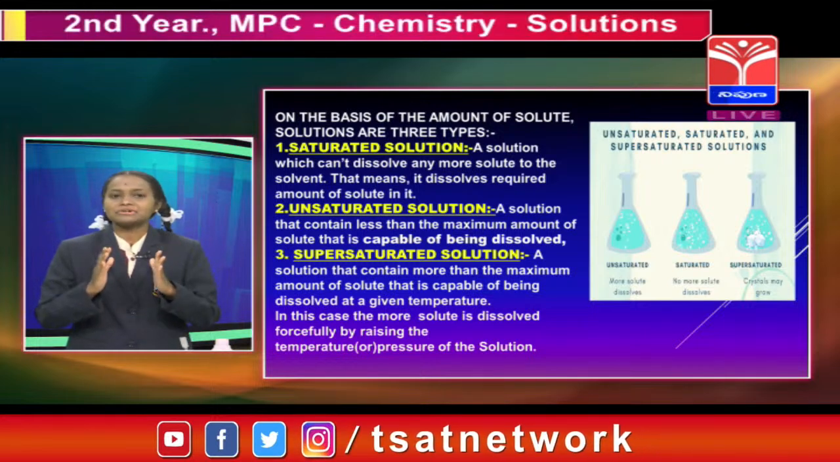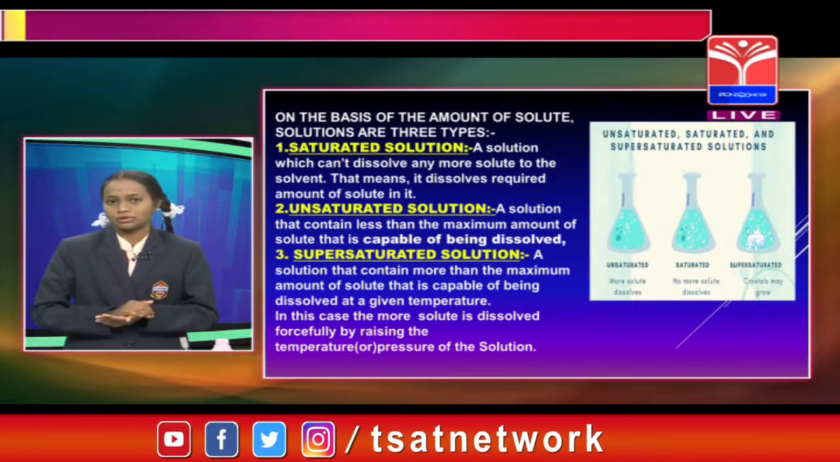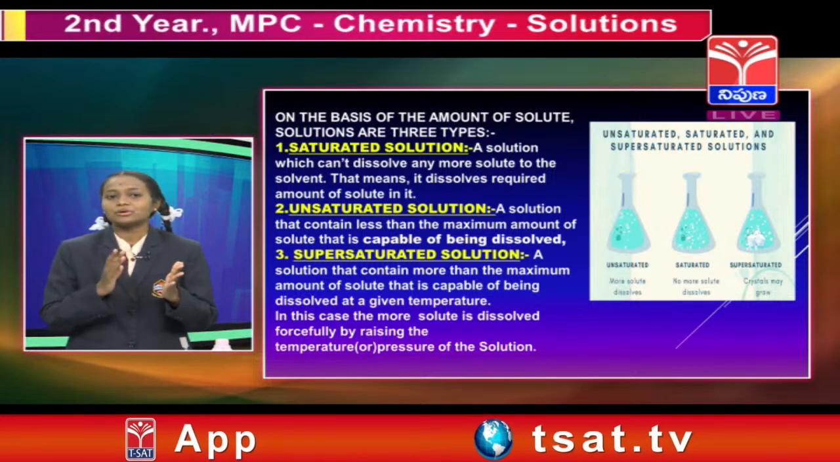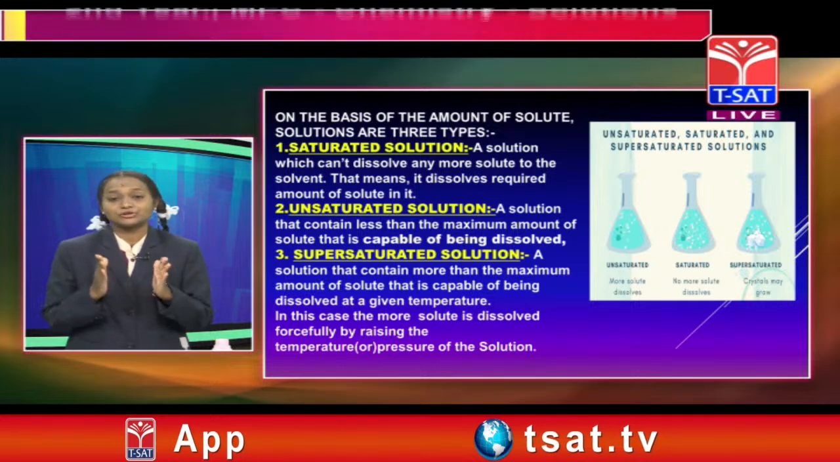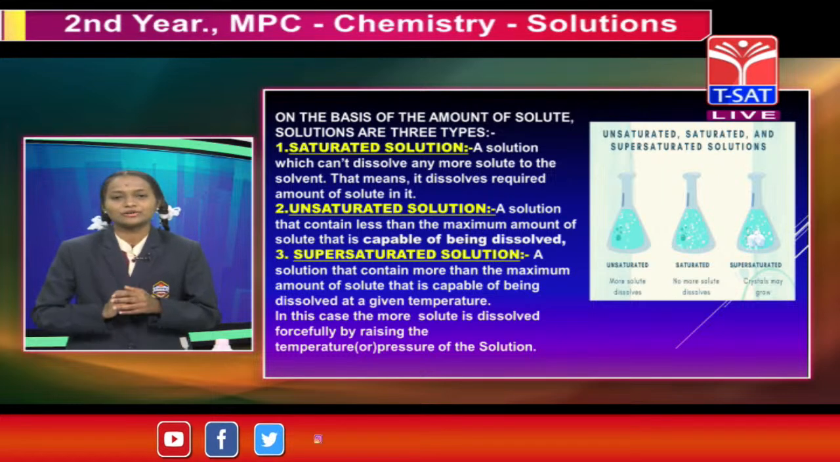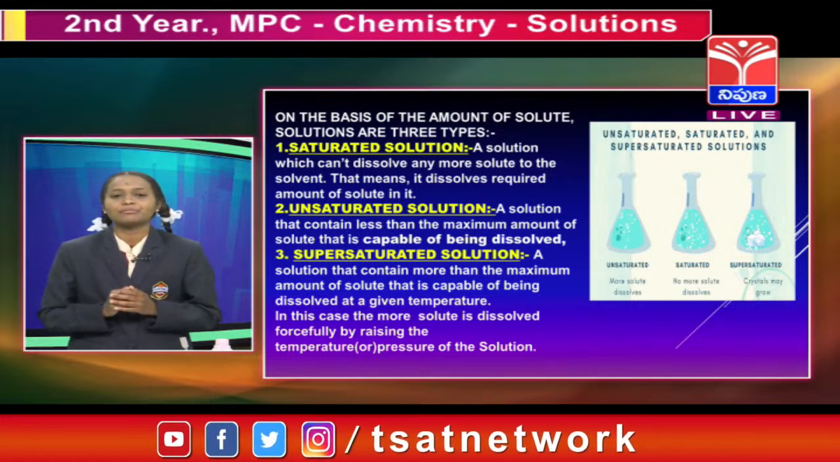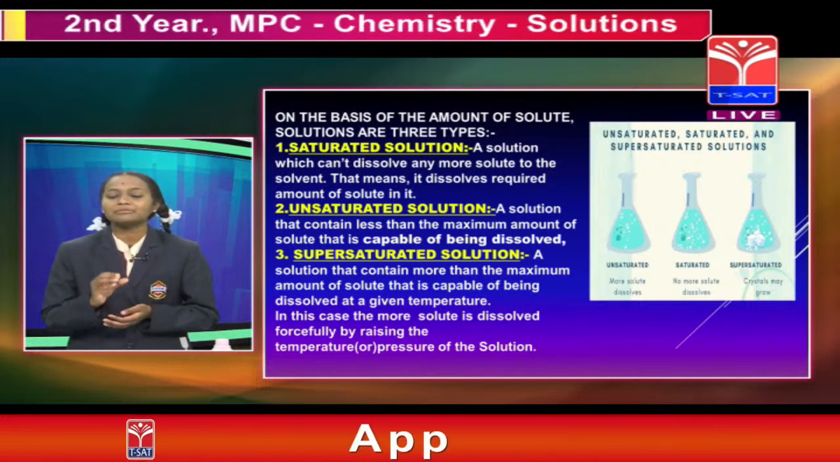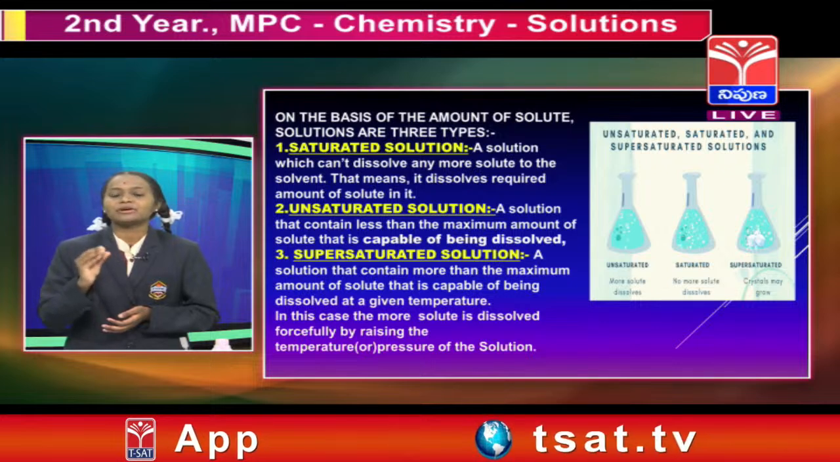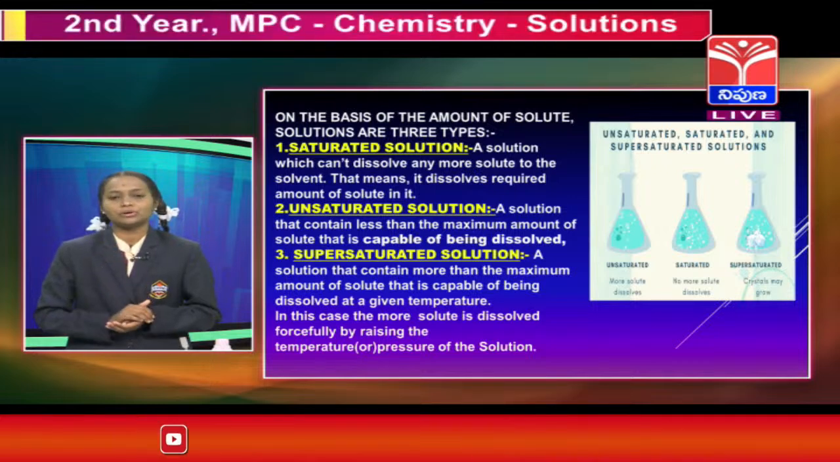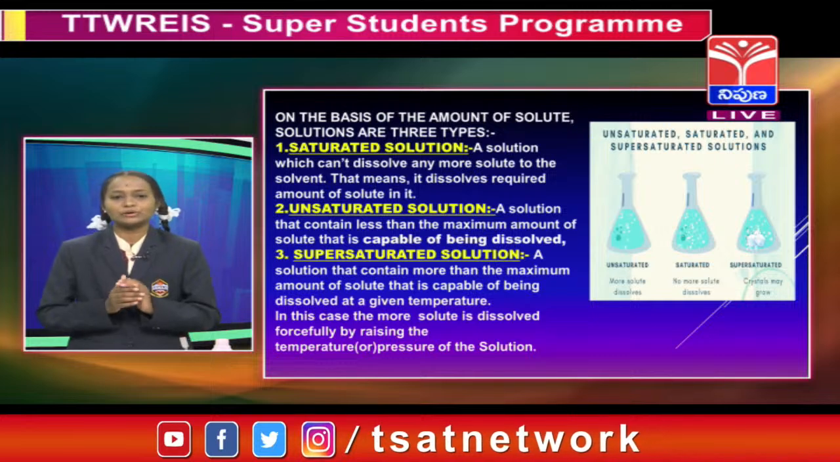In these 3 examples I am talking about the required amount of food. So based on the amount of solute, solutions are of three types. They are saturated solutions, unsaturated solutions and supersaturated solutions. Saturated solution: a solution which can't dissolve any more solute in the solvent, that means it dissolves the required amount of solute in it. It has the capacity to dissolve the required amount of solute. Such solutions are called saturated solutions.